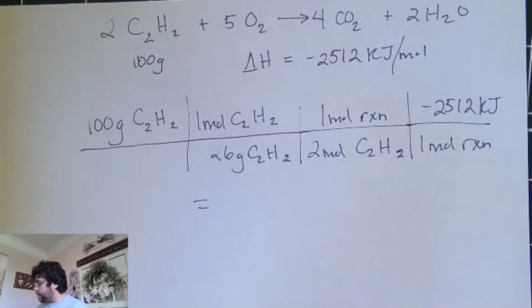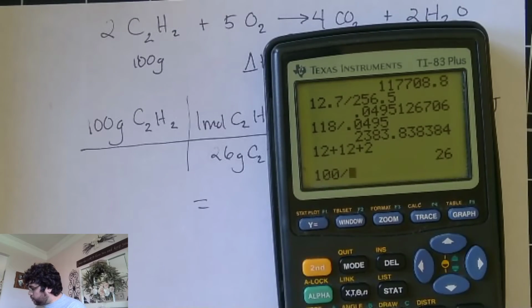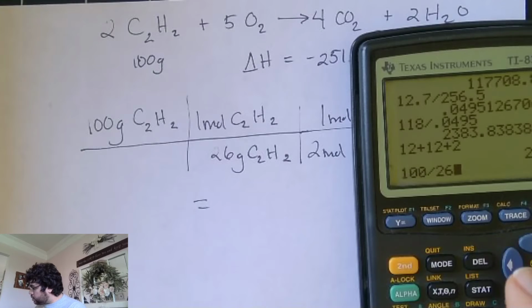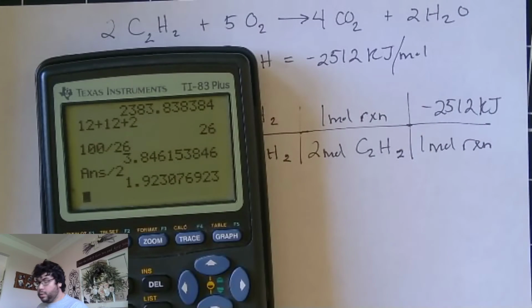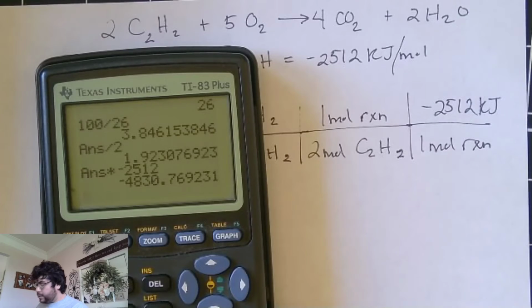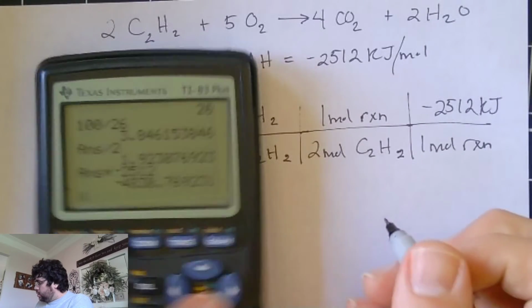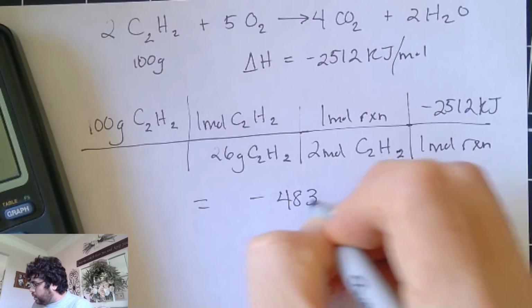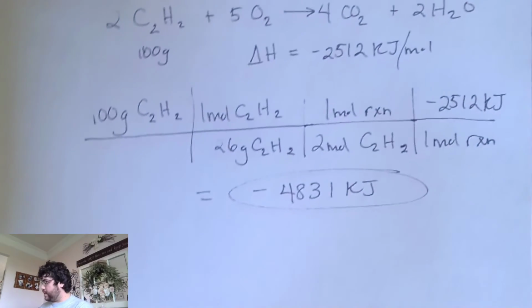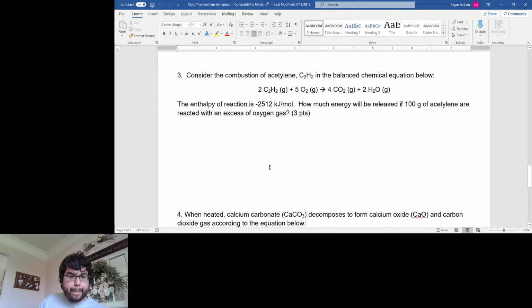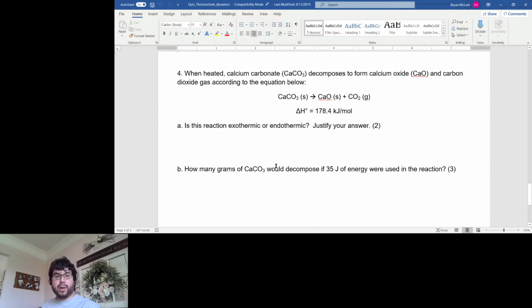So that's our math. 100 divided by 26, divided by 2, times negative 2512. So about negative 4831 kilojoules, meaning about 4831 kilojoules of energy are released. That's the answer. Let's do the next one. The next question is very similar. We're looking at this reaction right here.